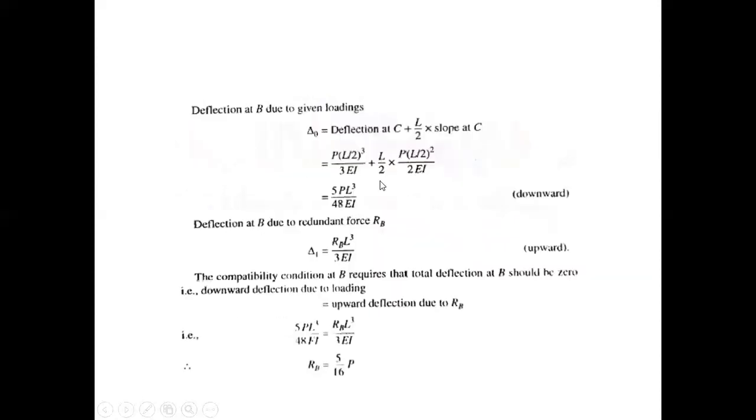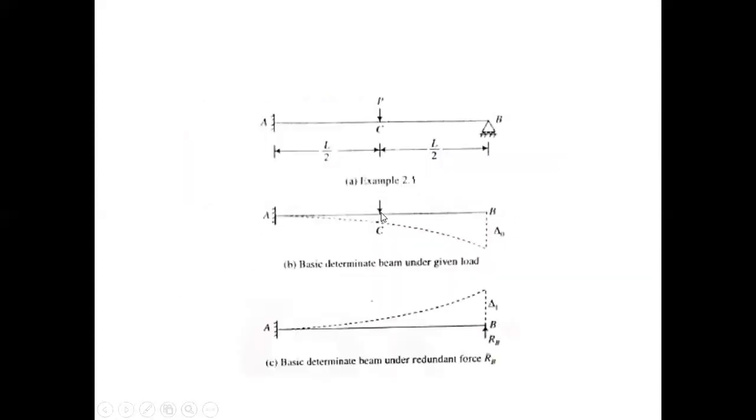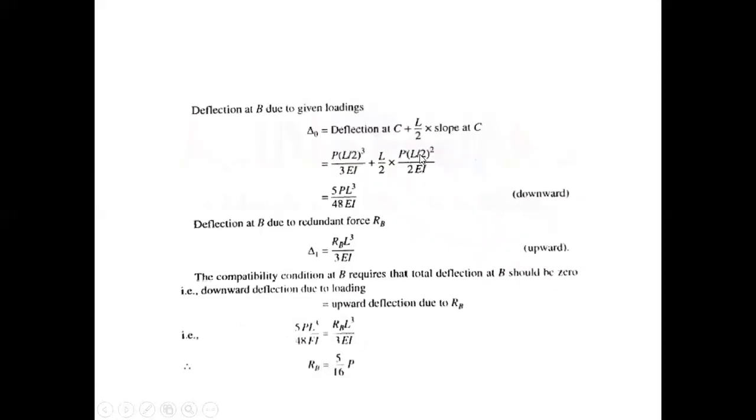We know that the slope over here will be PL square upon 2I. Here again L is L by 2. So we have put the value of L as L by 2. This will give the value PL cube upon 48I. This is downward. Now again we need to calculate the deflection at B due to the redundant force RB.